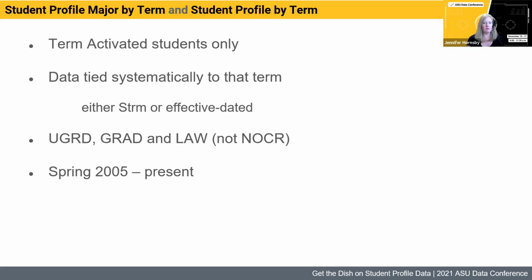Also, this only includes the accredited careers, the careers that students receive credit at ASU for, so that's undergrad, grad, and law. Non-credit is excluded, and non-credit is Global Launch. If you're familiar with those programs, they offer English speaking and other type of non-credit programs, and that's not in this table. It goes back to spring of 2005.